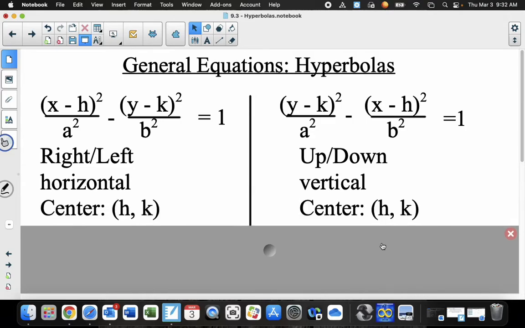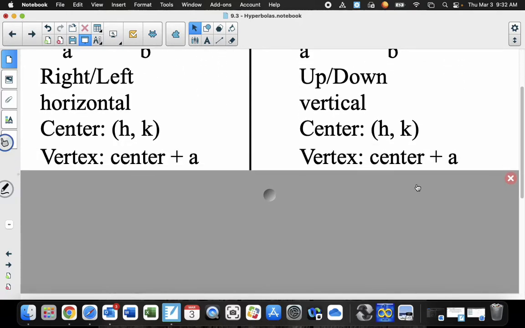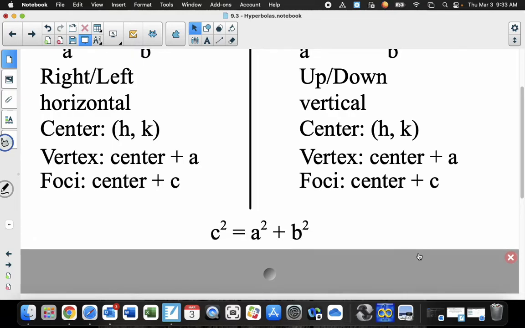Okay. A lot of the other stuff is still the same. There's still a center that we're going to work off of with a hyperbola, just like with an ellipse. The vertex, as we try to figure out where the actual curves are, is still the center point plus a, just like it was yesterday with the ellipses. That's still the same. Foci are still the same: center point plus c will get you to where the focal points are located. So far, it's that one difference. Here's the only other difference.